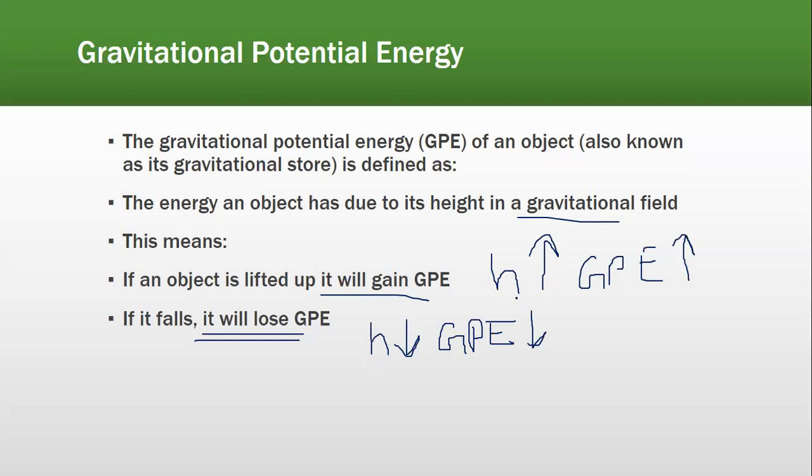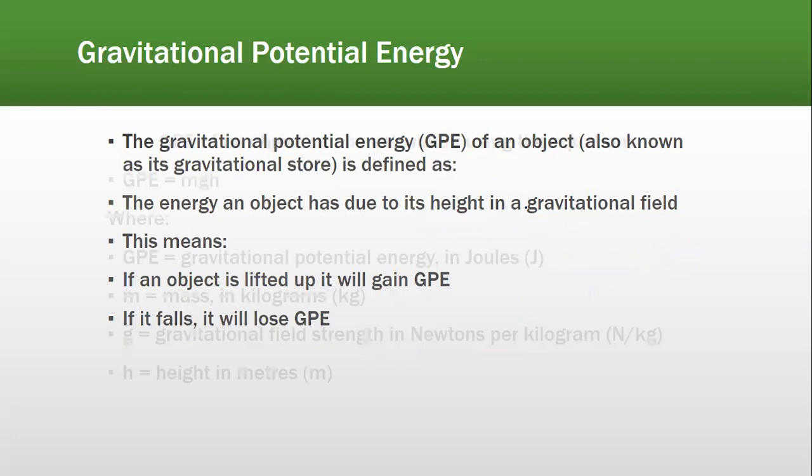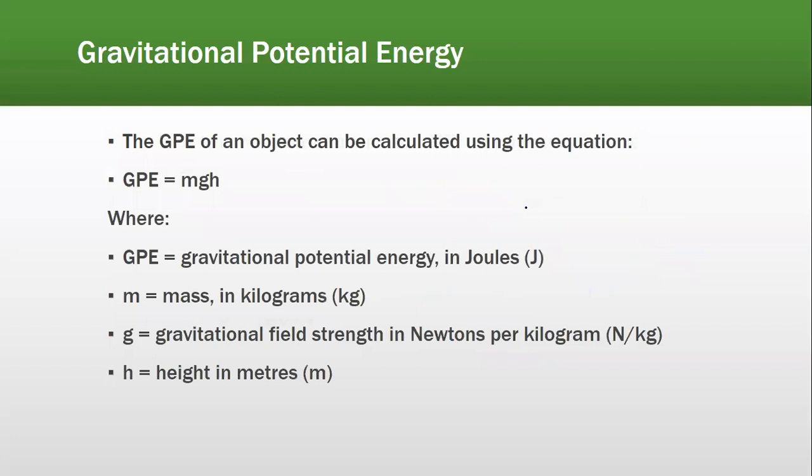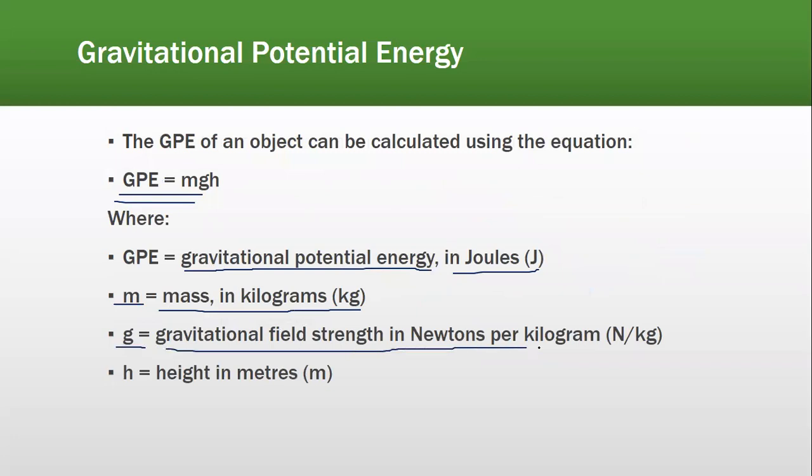So क्या है gravitational potential energy? The energy store or the energy of an object which it has due to its height. For example, a ball in the air and a ball on the ground. Which one of them would have a high gravitational potential energy? Obviously, the one which is in the air, which has more height. So the gravitational potential energy of an object can be calculated using the equation GPE is equal to mgh, where GPE stands for the gravitational potential energy in joules, m stands for the mass in kilograms, g stands for the gravitational field strength in newtons per kilogram, and h stands for the height in meters.